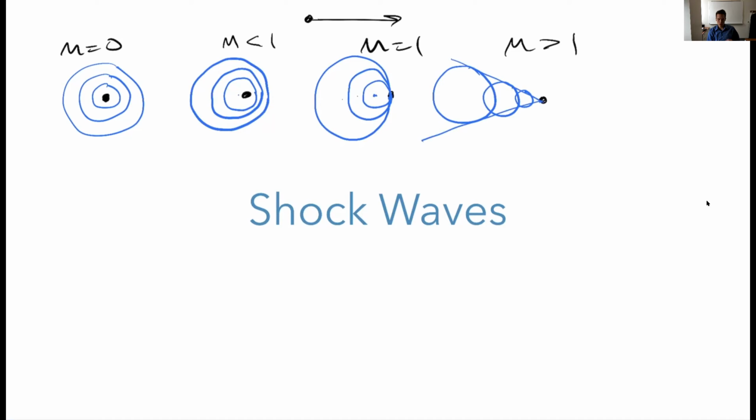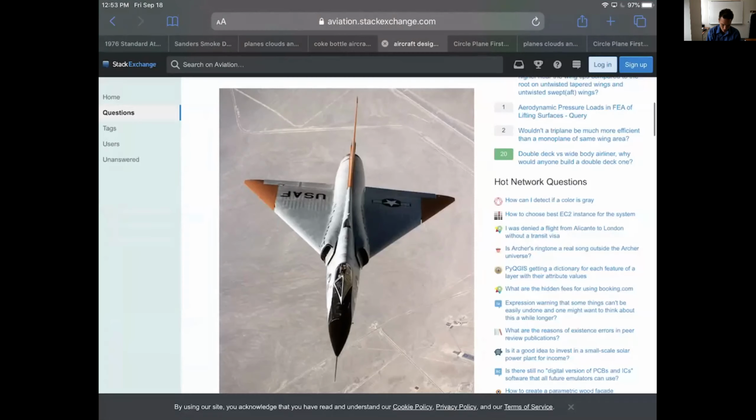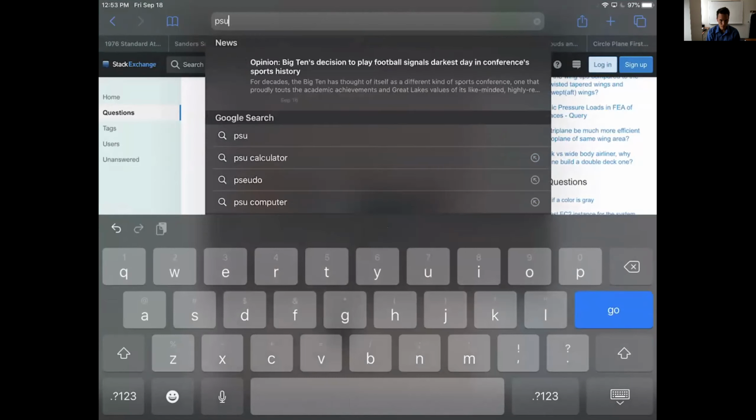There's a little visual that I think does this pretty well. Let's flip over to a website here. I think this is Penn State. Doppler.